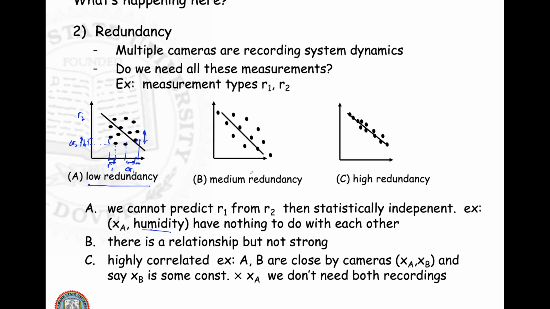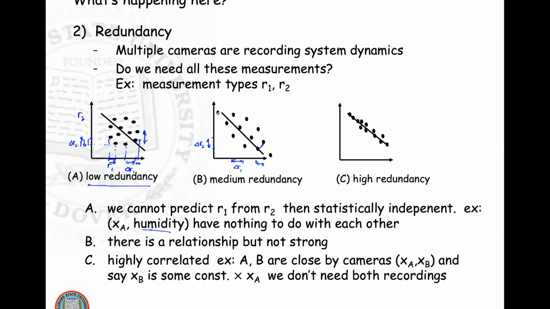So let's take a look at this idea of medium redundancy, right in the middle. There's a relationship, but it's not terribly strong. Again, if we look at a unit step increase in R1, this is delta R1, we get a unit step decrease in R2. We get a delta R2. If we go over here, we see a unit step increase in R1. There's still a unit step increase in R2, but it's not quite as big as it was before, and it's an increase and not a decrease.